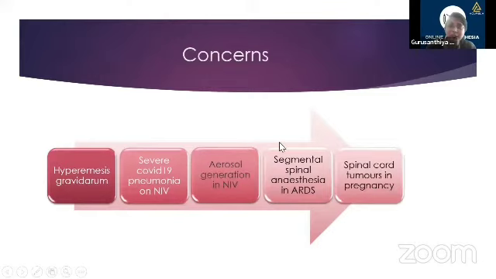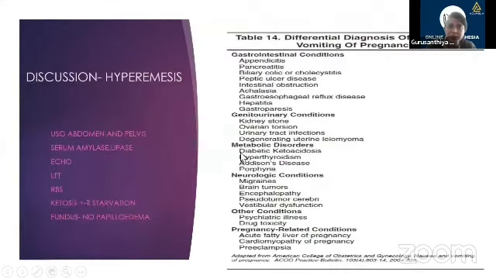So our concerns for this patient were many, and these are the following. She had a persistent hyperemesis gravidarum into the 3rd trimester. She had a COVID-19 pneumonia and was on an NIV. There was also a concern among our staff about aerosol generation with NIV. We were planning to give her a segmental spinal anesthesia in a patient with severe maternal ARDS. And the patient later presented with the spinal cord tumor, which she actually had in pregnancy. So coming on to discussion, I would discuss hyperemesis, COVID, and also spinal cord tumors in pregnancy.